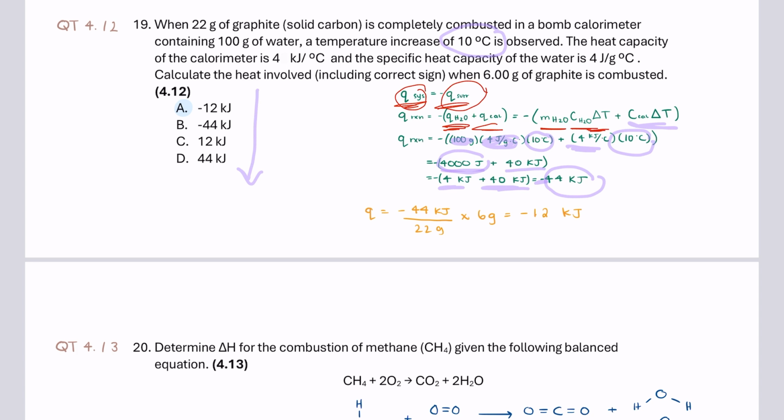But we're not done yet. The question asks how much energy is released when only 6 grams of graphite is combusted. So we scale the heat accordingly. We take the value of negative 44 kilojoules, and we're going to divide it by 22 grams. This is going to give us the amount of heat per gram. And then we'll multiply that by 6 grams. So this is going to give us negative 12 kilojoules. The correct answer is A.